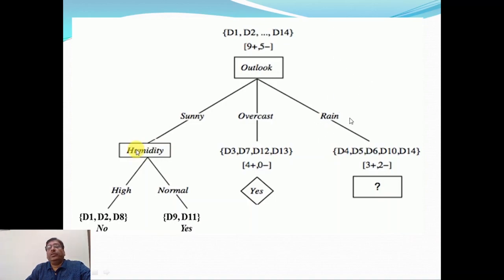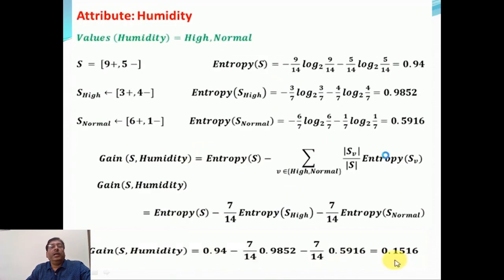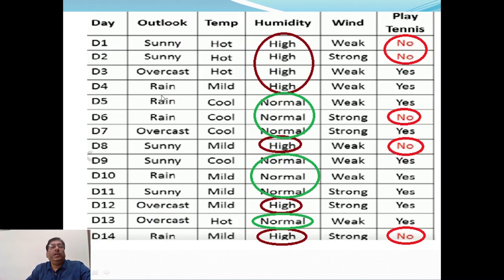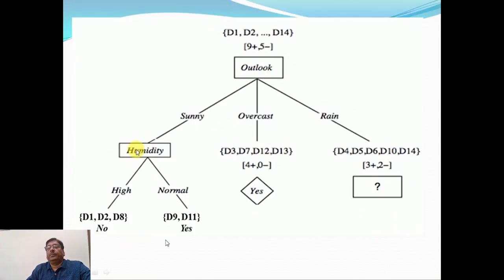Similar to that, you need to find here under rain. You cannot decide here again. If the outlook is rain, you cannot decide because here you have three positive and two negative instances. So what you need to do now is find where rain comes. It comes in D4, D5, D6, D10, D14. You can just cross check this once. Rain appears here in D4, D5, D6, and then D10 and D14.